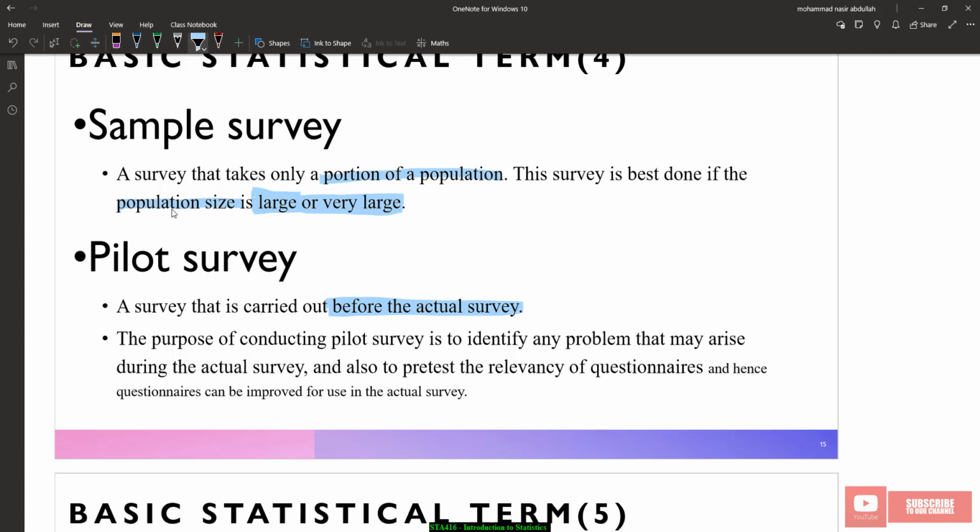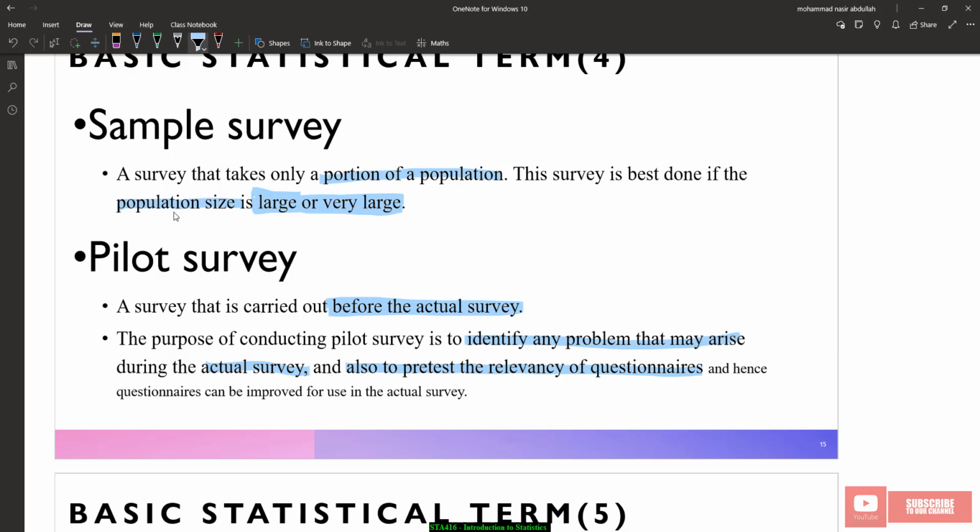So the purpose of conducting a pilot survey is to identify any problem that may arise during the actual survey, and also to pretest the relevancy of the questionnaire, right? Then the questionnaire can be improved for use in the actual study. So this is the purpose of a pilot survey.